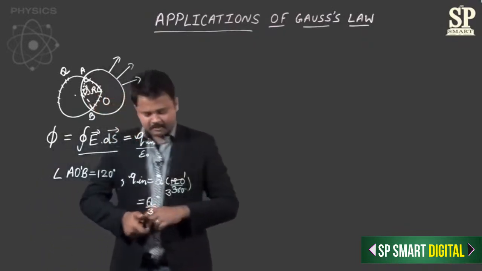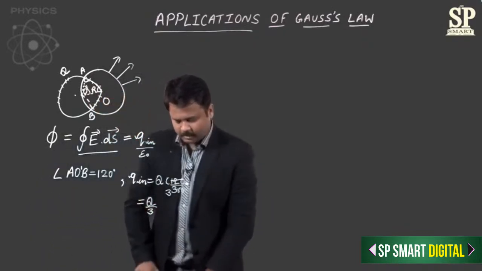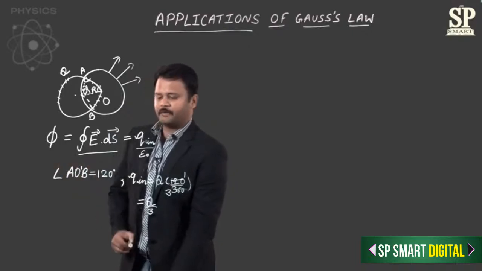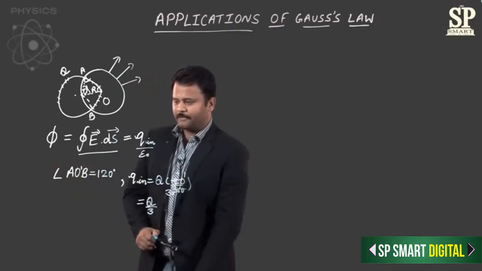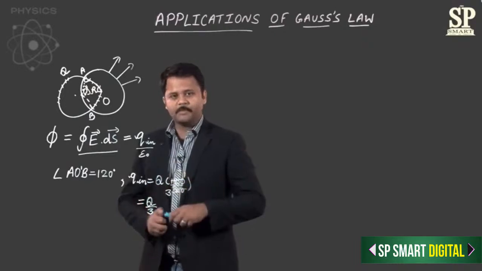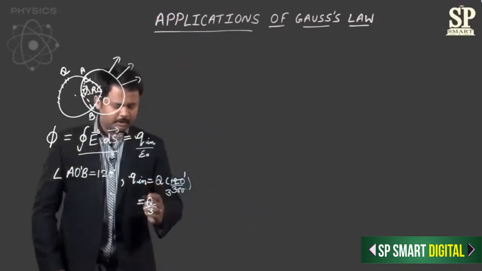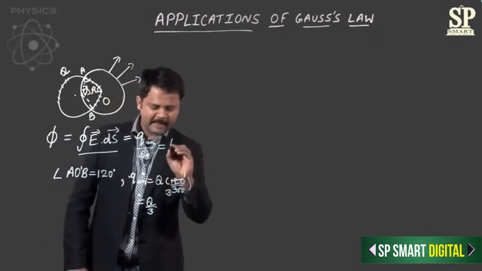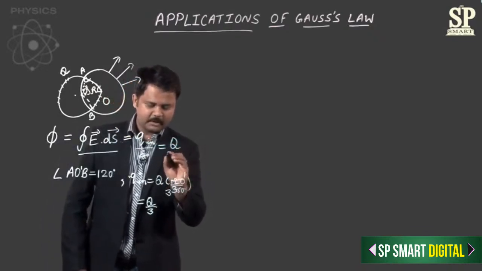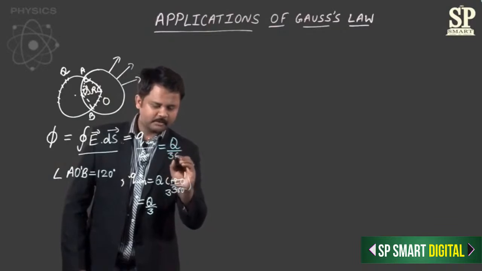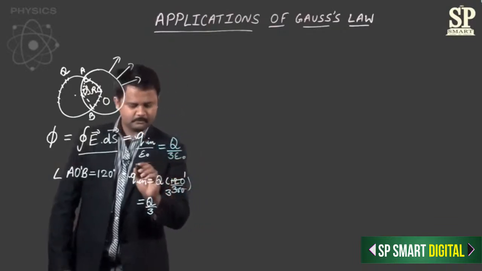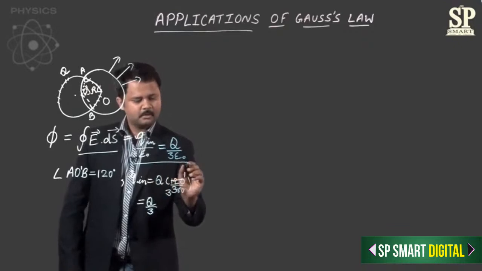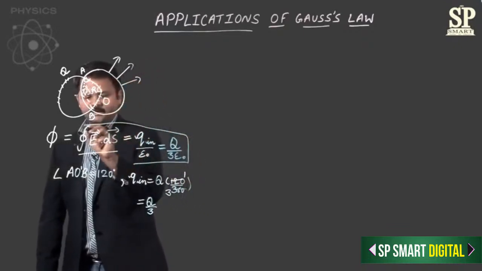Now you can see that the question is fully solved. What we had to find out was the value of flux, and we know that the value of flux here is Q enclosed upon epsilon naught. So Q enclosed is Q upon 3. We can simply write the value here. The answer that we are looking for is Q upon 3 epsilon naught. So I will just highlight this relation here.